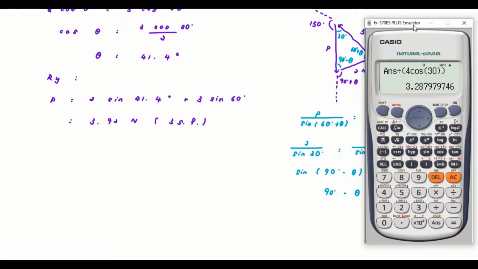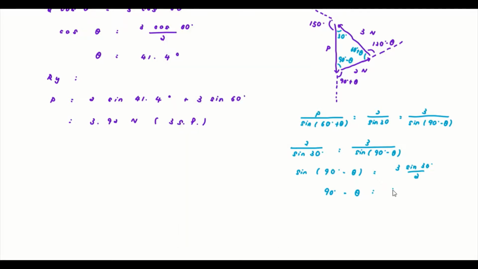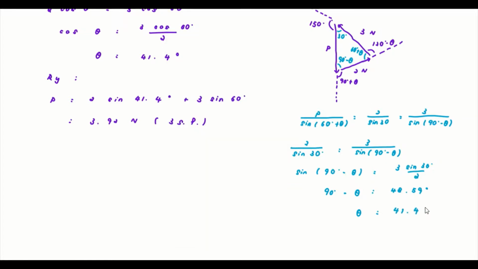All right, let's continue with this. So 3 sine 30 and then divide by 2. I can straight away shift sine my answer. So I can get 48.59. We can write 2 decimal places here first, then continue to solve. So 90 minus my answer, I'll be able to get 41.4. So you can see it's the same answer as what we got here.